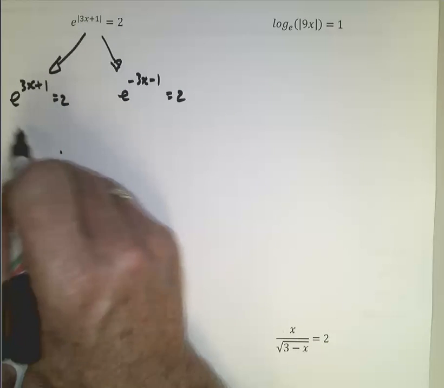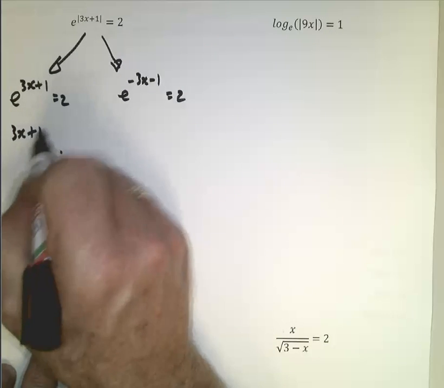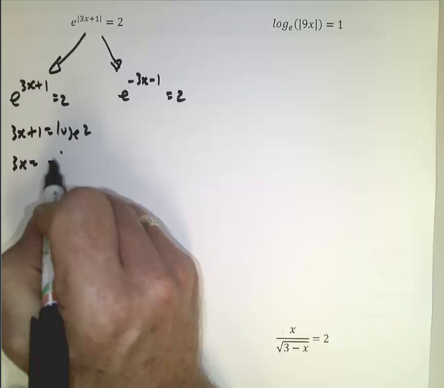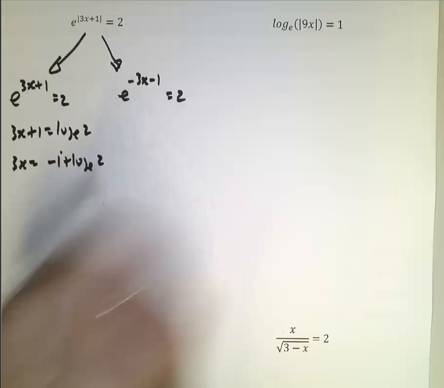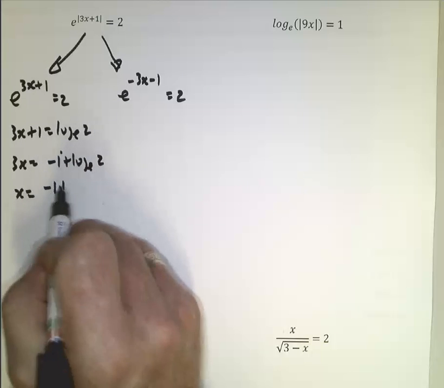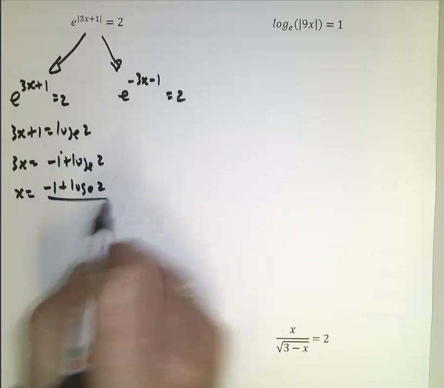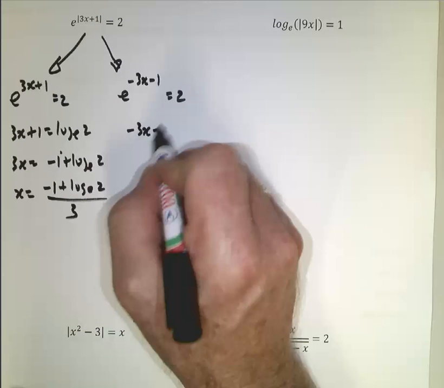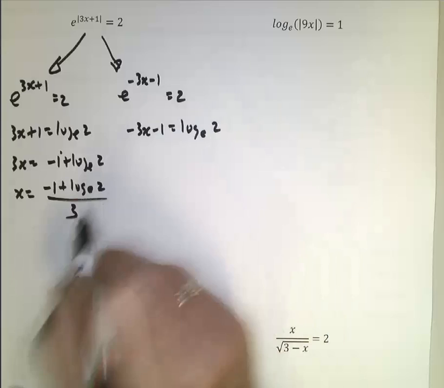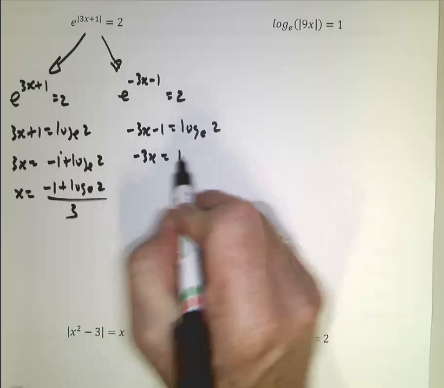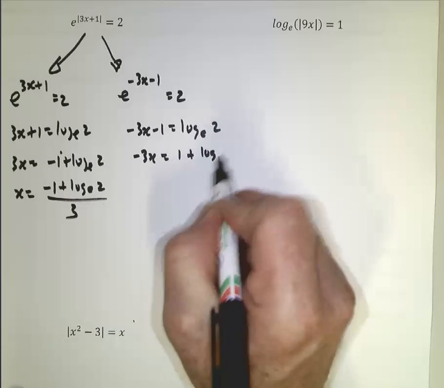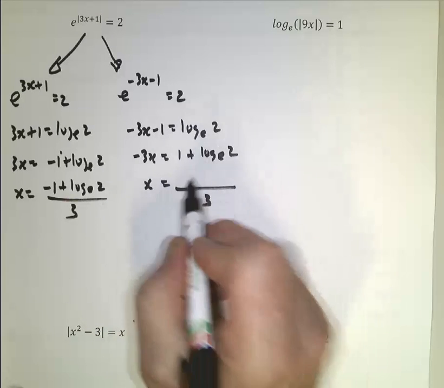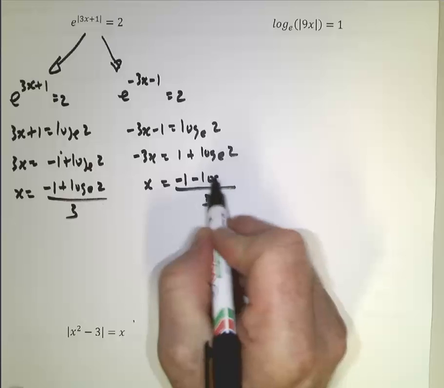This one will give me a solution which is 3x plus 1 equals log base e of 2, 3x equals negative 1 plus log base e of 2, and x equals negative 1 plus log base e of 2 all over 3. And this solution will give me minus 3x minus 1 equals log base e of 2, minus 3x equals 1 plus log base e of 2. x equals, it's on 3, but the negative will turn that to negative and that to negative.